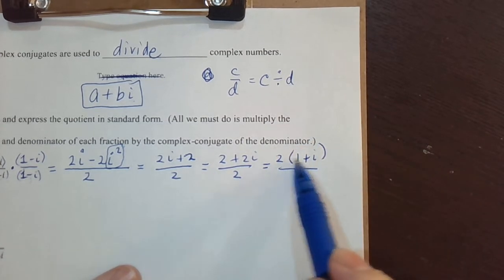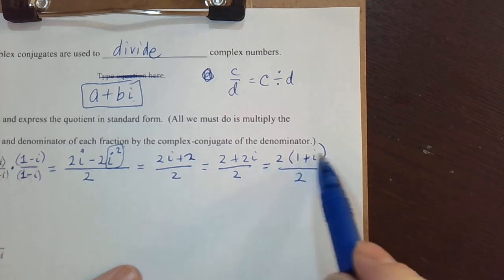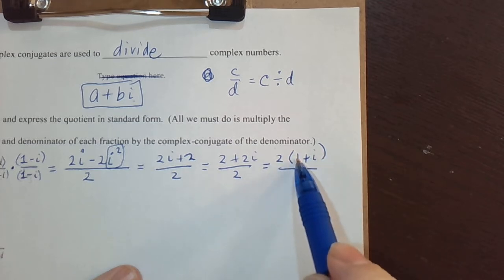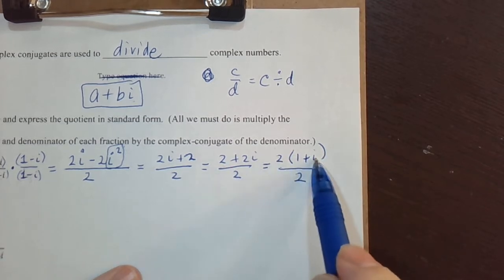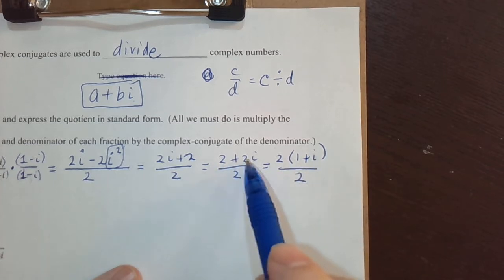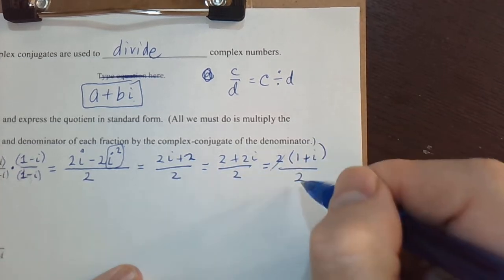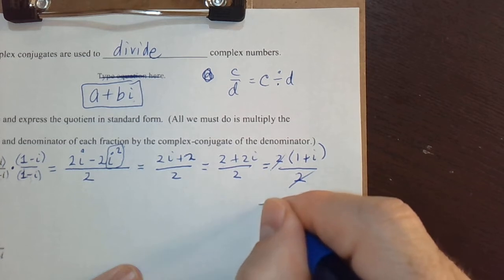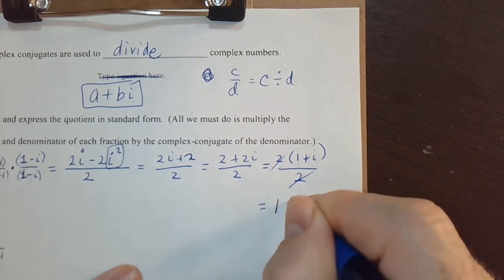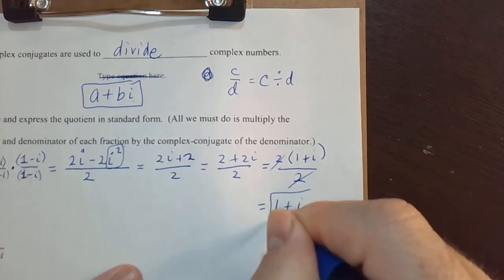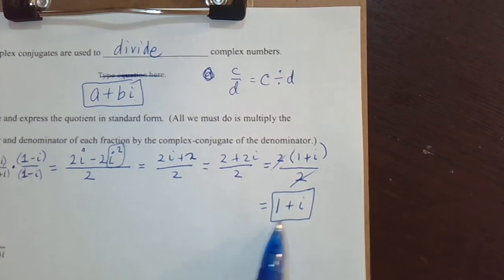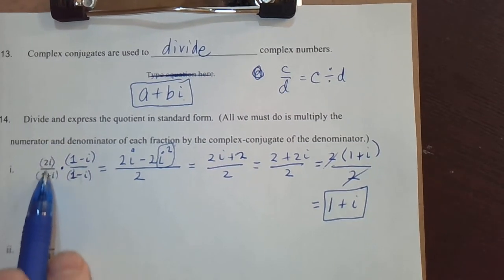And just as a review, remember, if I go backwards and distribute here, I get 2 times 1, which is 2, 2 times i, which is 2i, 2 plus 2i. And now I'm going to cancel the 2. And your final answer, 1 plus i. Much nicer than this more complicated looking thing.